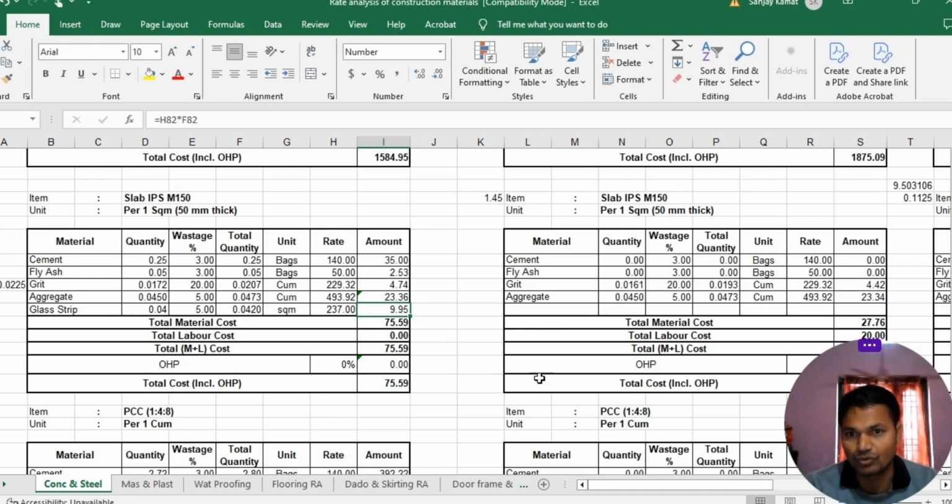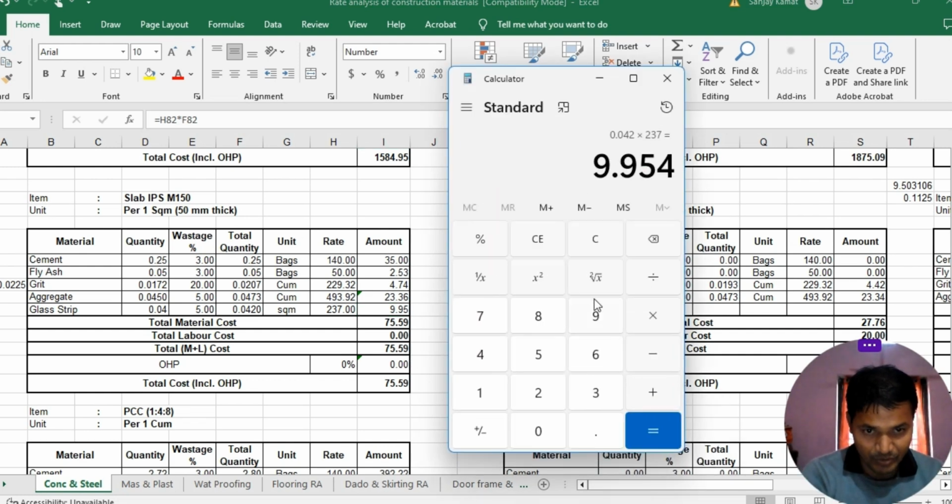Okay, so now we have the total. Total material amount is here. So now what do we do? We sum all these values, then we will get the total value of the materials. Total amount of the materials. So let's do the calculation, how much is it coming?